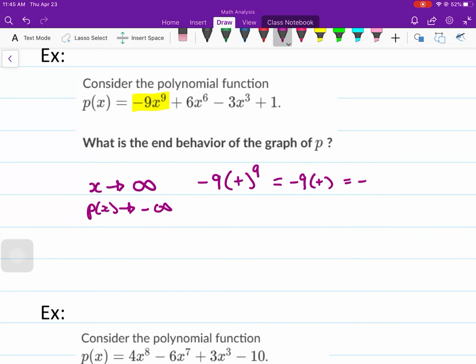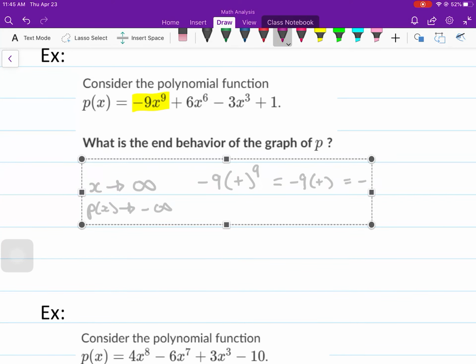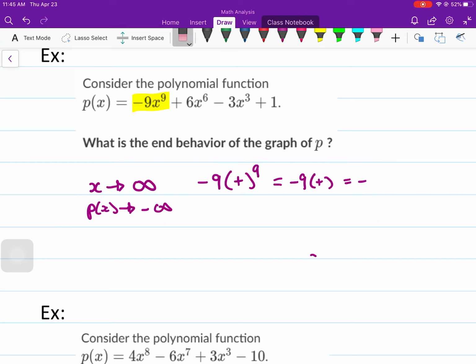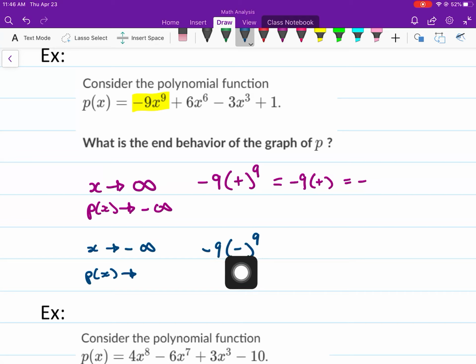Let's just put this in one color. And we'll do another color for the next part. Let's pick blue for the next one. So as x is going to negative infinity, same exact idea. We're going to figure out where p of x is going. So we're going to take a large negative number this time and plug that in. So if you could picture, we have negative 9 times a negative to the 9th, some large negative number. And if you take a negative number and raise it to the 9th power, it's going to be negative. So we have negative 9 times a negative, and a negative times a negative is positive.